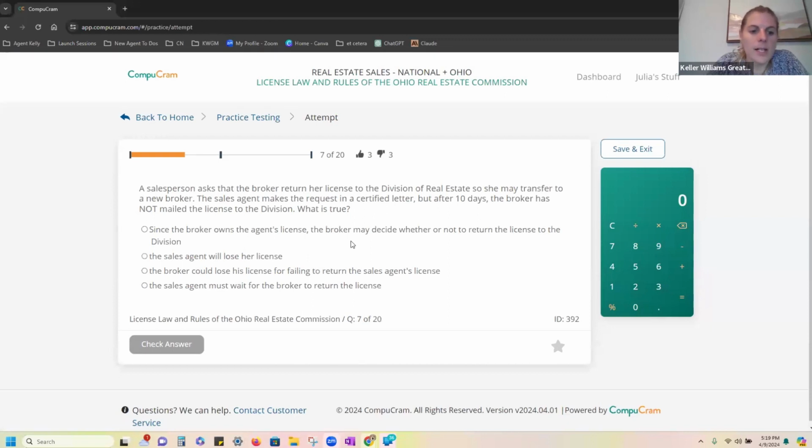Okay. A salesperson asks the broker to return her license to the division of real estate so she may transfer to a new broker. The sales agent makes a request in a certified letter, but after 10 days, the broker has not mailed the license to the division. What is true? A, since the broker owns the agent's license, the broker may decide whether or not to return the license to the division. B, the sales agent will lose her license. C, the broker could lose his license for failure to return the sales agent's license. Or D, the sales agent must wait for the broker to return the license.